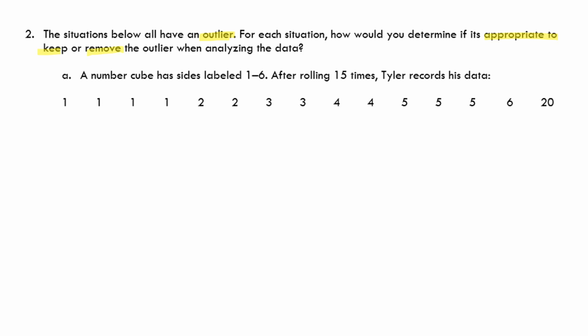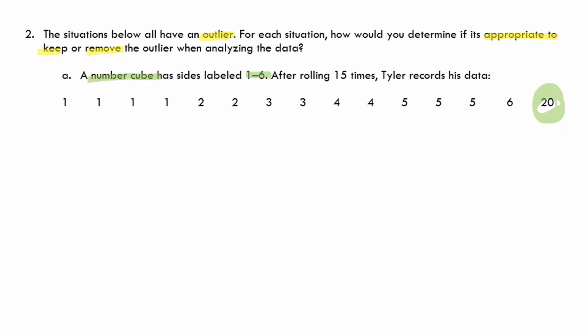So this first one says a number cube has sides labeled 1 through 6. So it's essentially just a 6-sided dice, but they're calling it a number cube. After rolling the cube 15 times, Tyler records his data. He gets 1, 1, 1, 1, 2, 2, 3, 3, 4, 4, 5, 5, 5, 6, and then a random 20. So 20 is our outlier here.